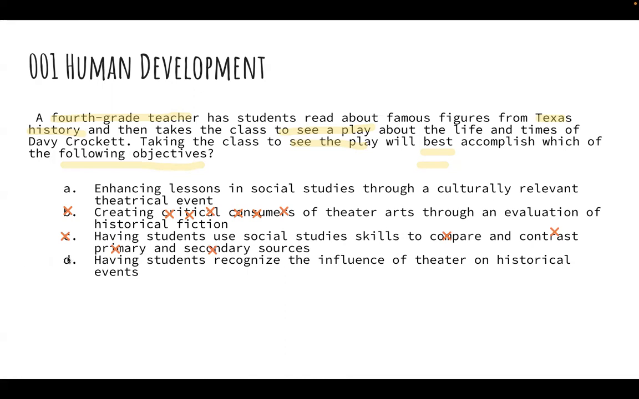D. You're right. And so the main point is enhancing the lesson, engaging the student. Fourth graders, they love play. Their attention is not super big. Like, what better way to enhance their understanding than to take them to visualize a play?